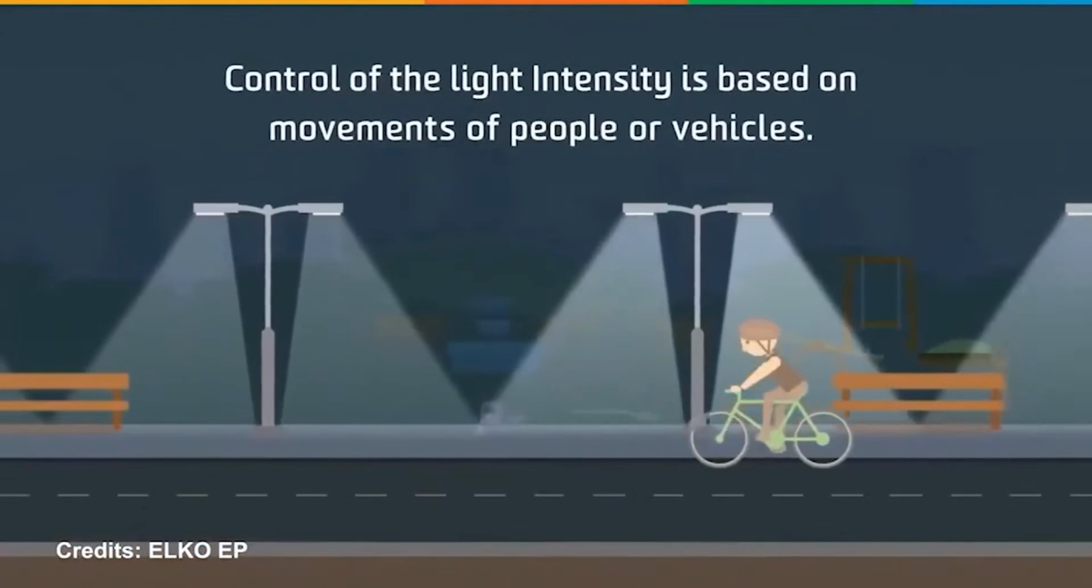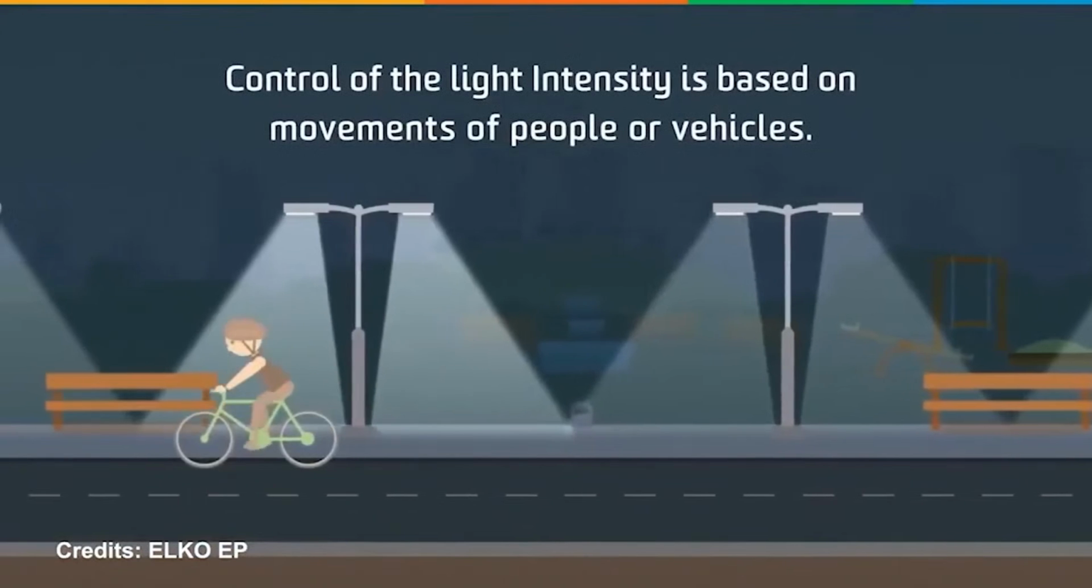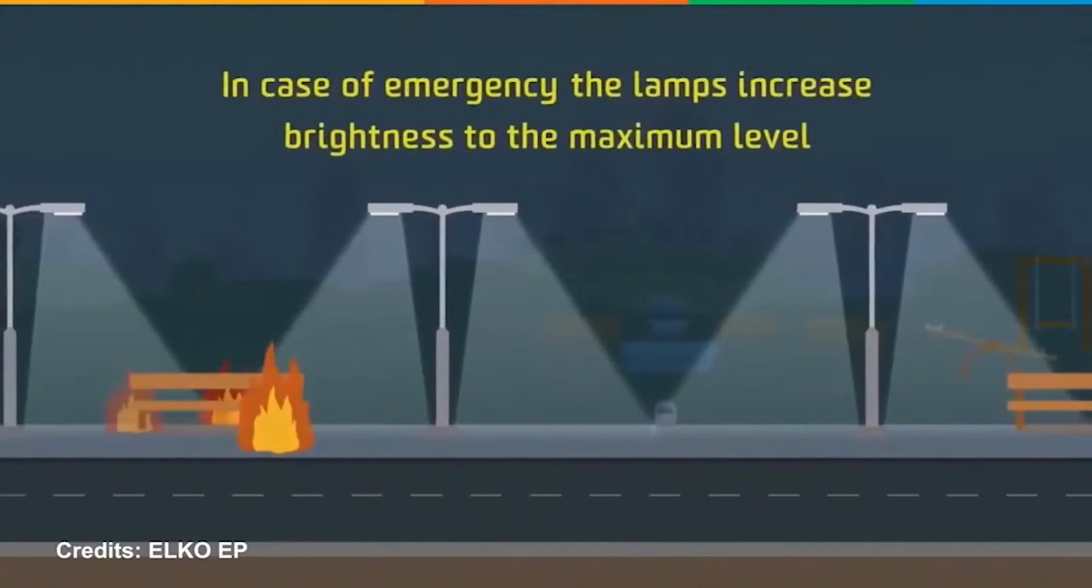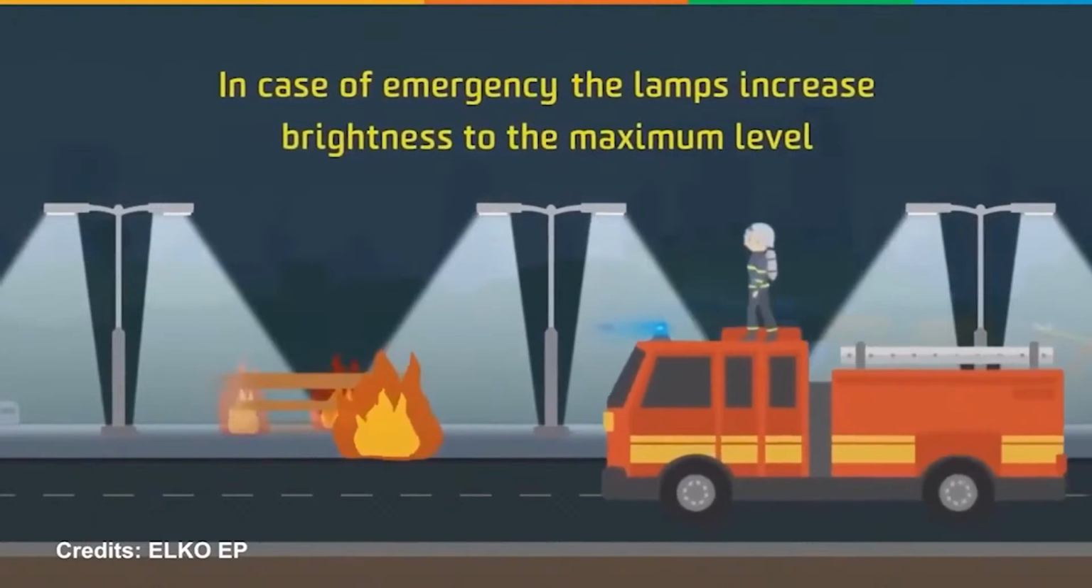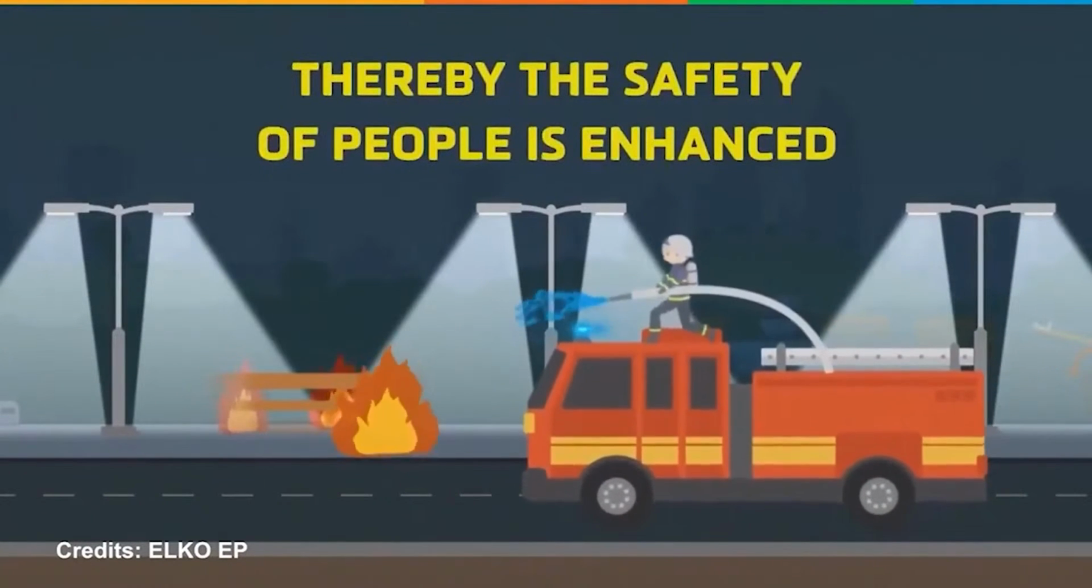Control of light intensity is based on the movement of people or vehicles. In case of an emergency, the lights increase their brightness to maximum intensity, thereby ensuring safety.